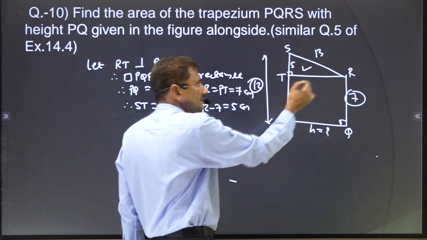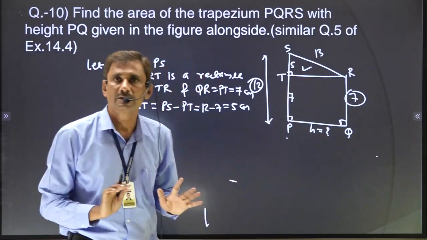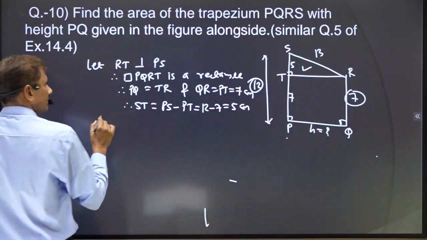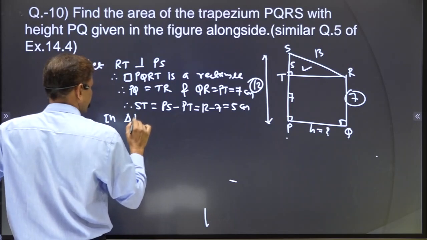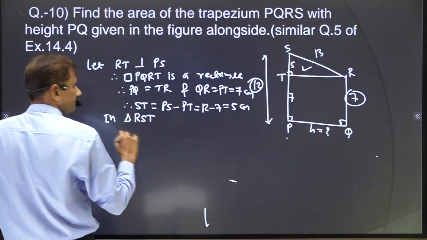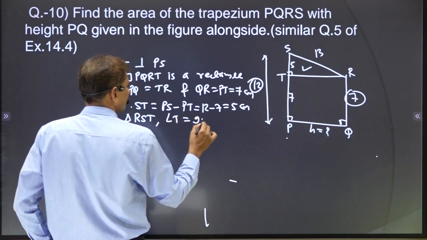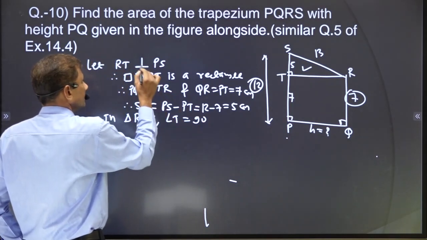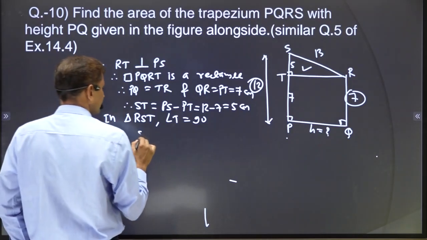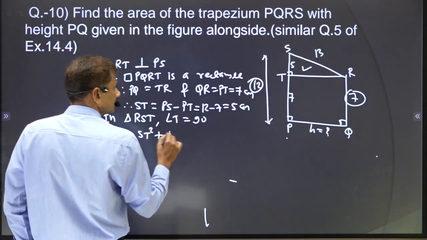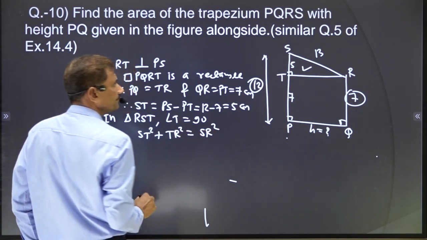Now you can use the Pythagoras formula and find TR. TR will be equal to PQ, and that is required here. Okay, so write down in triangle RST, angle T equal to 90. Why? It is perpendicular, supposed already. So ST square plus TR square is equal to SR square.